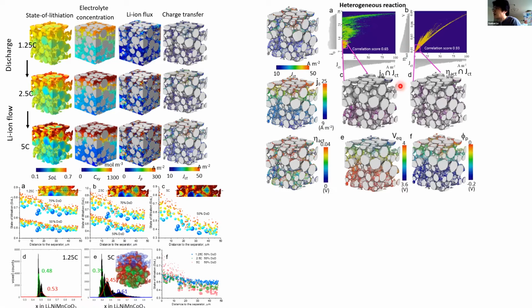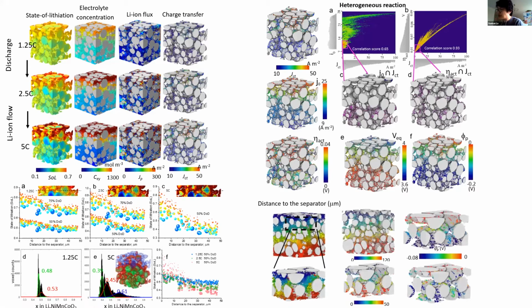And what we found here is that the charge transfer current density distribution is more correlated with this driving force instead of the exchange current density. And this is mainly affected by the potential at the interface of the electrode. This potential is related to the mass transport property inside of the pore phase.